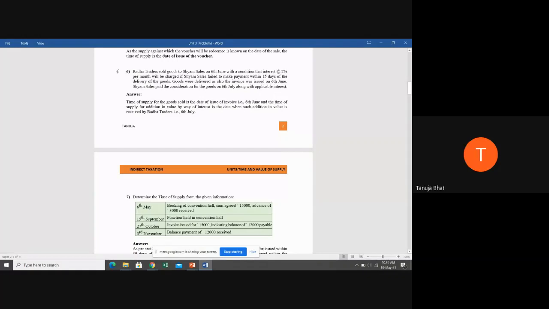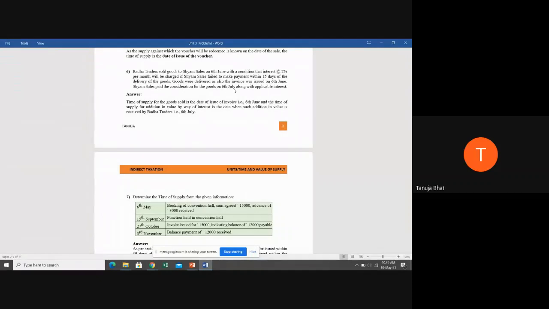So let me first explain this problem. In this problem, what is happening? The goods were sold on 6th June, the goods were delivered, and the invoice also was issued on 6th June. And Sham made the complete payment, including the interest payment, on 6th of July. Okay. So let us determine the time of supply.